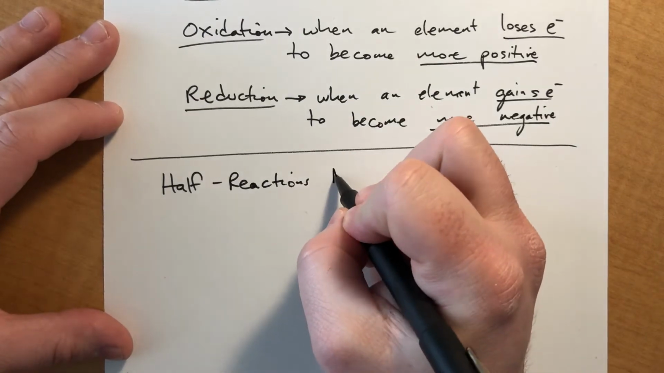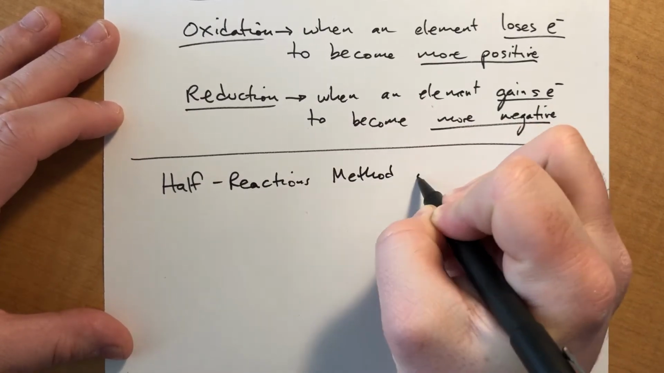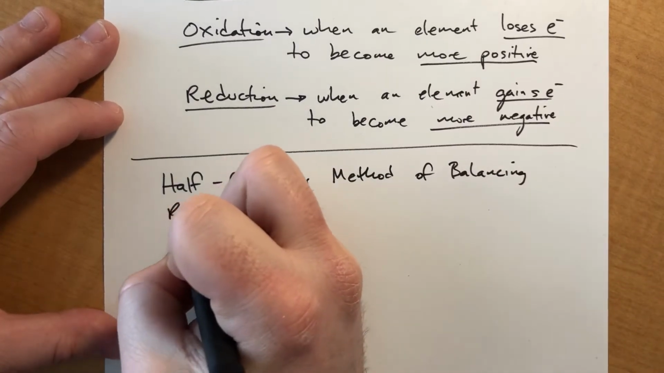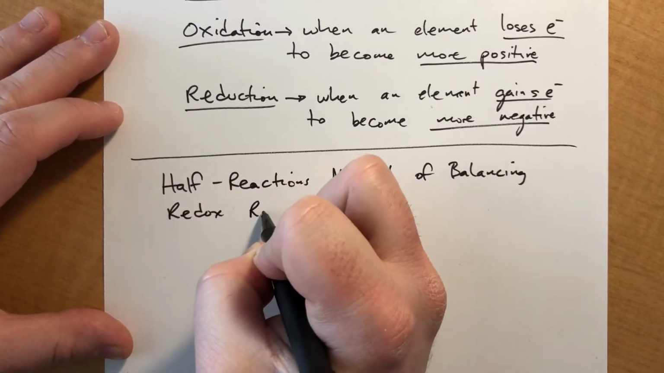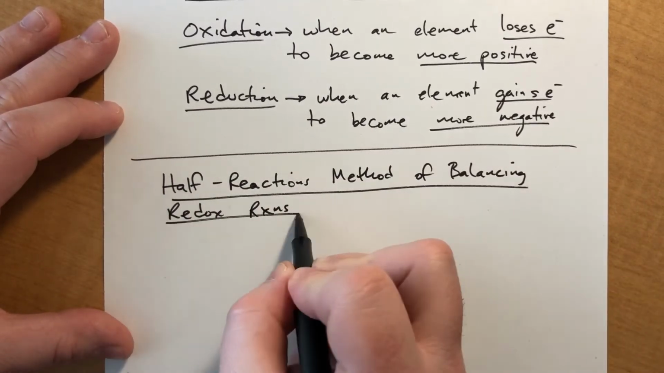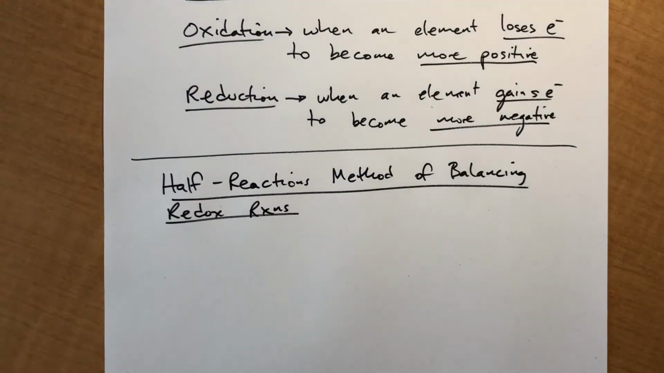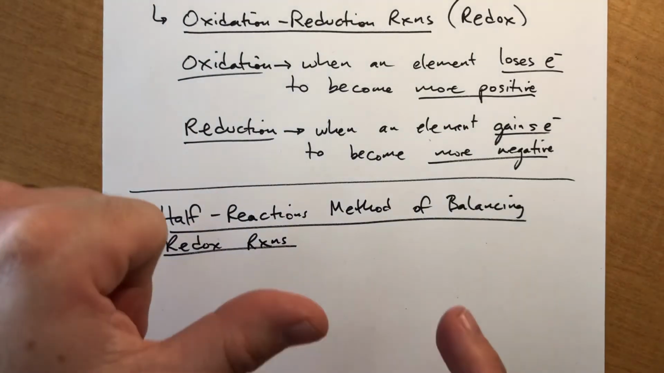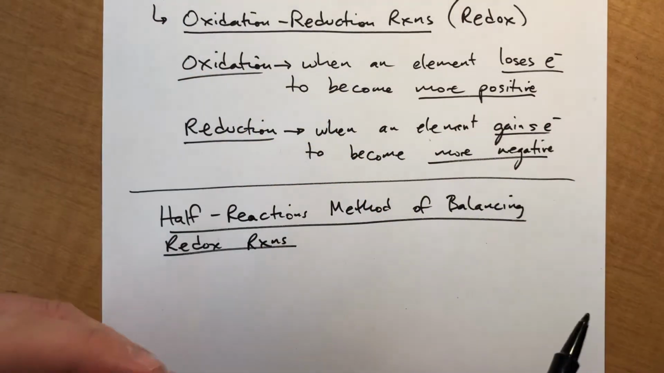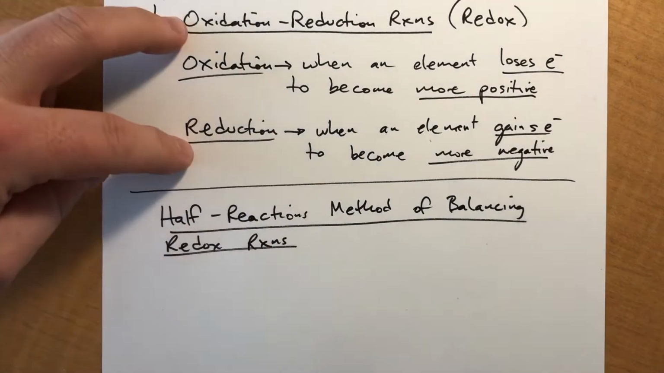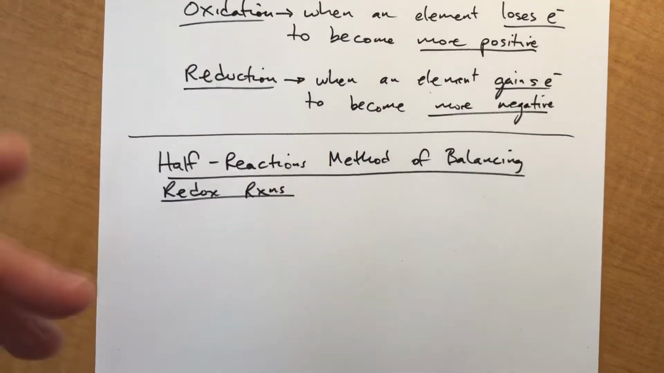So, the half reactions method of balancing redox reactions. Some of these steps won't make any sense until we try some examples, but essentially what we're going to do is divide it up into the oxidation and reduction half reactions, and then balance those separately, make the electrons cancel out, and then balance it back together. Anything with electricity, with redox, there's going to be electrons floating around.